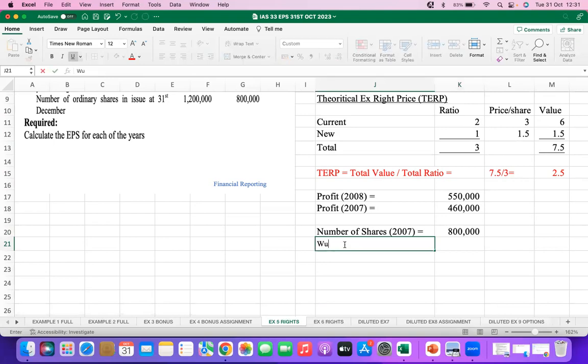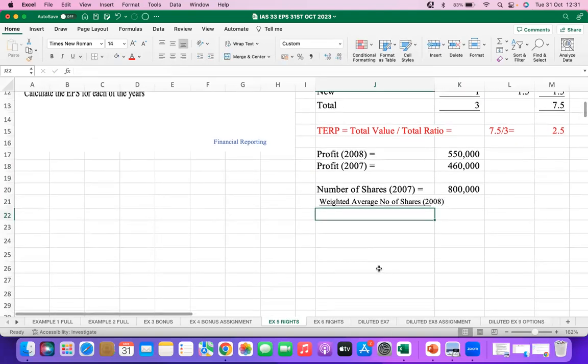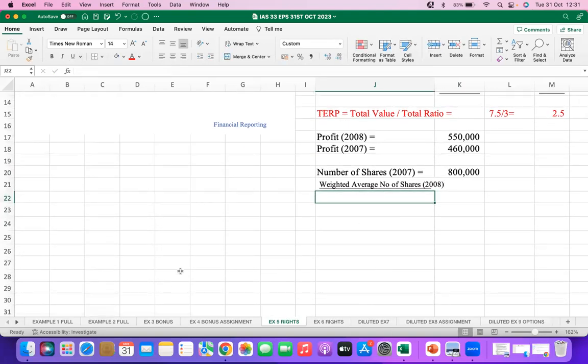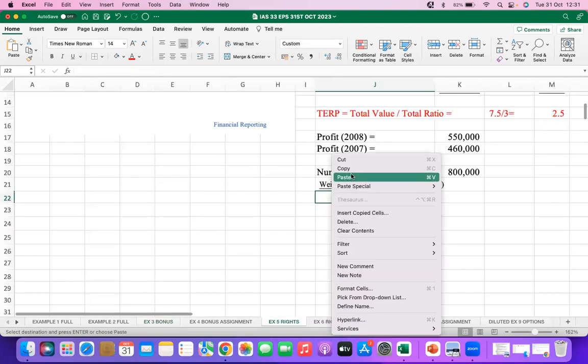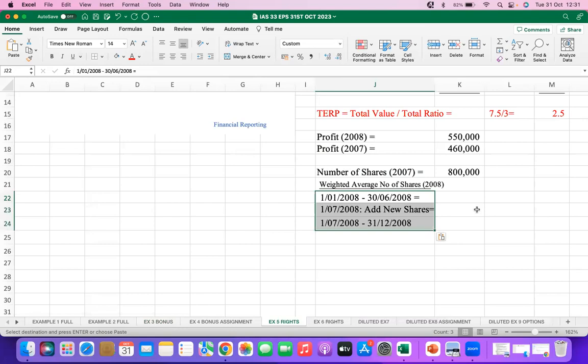So we can now therefore get the weighted average number of shares in 2008, because that is when new shares were issued. Weighted average number of shares in 2008. So the dates are the same. So as to enable me save time, I can just pick these dates, because the dates of the issue were the same.